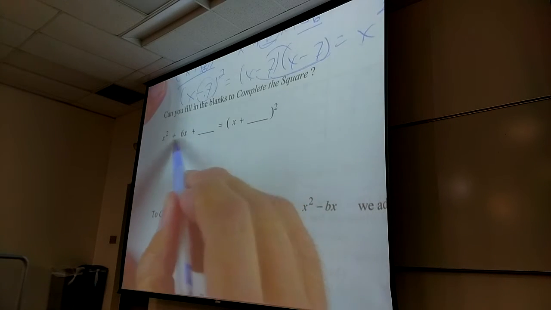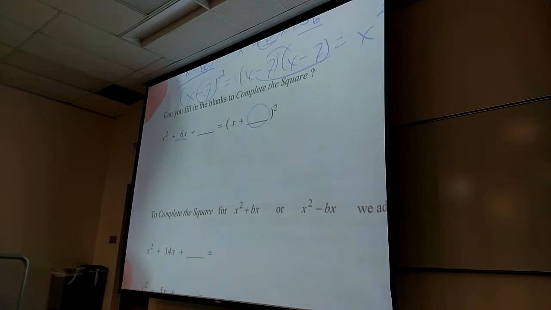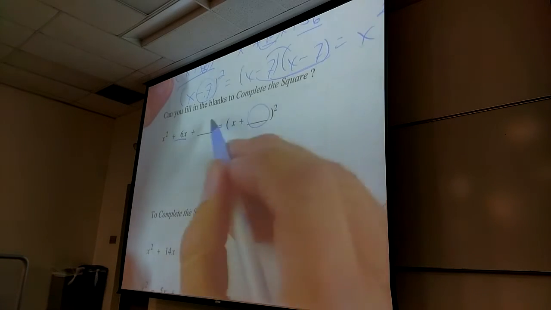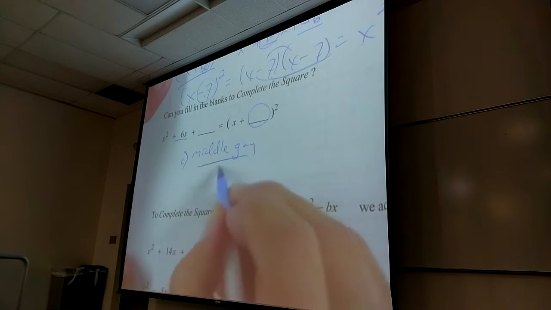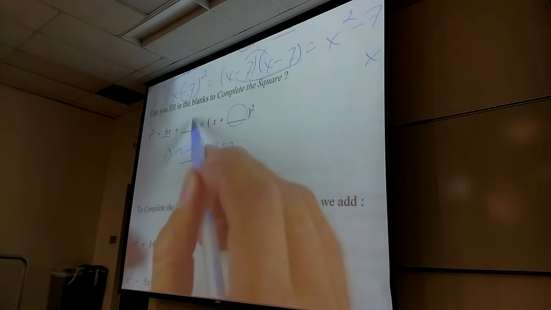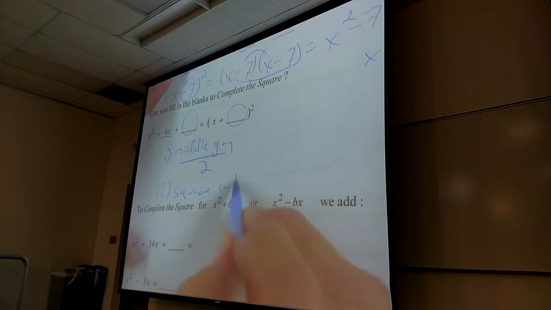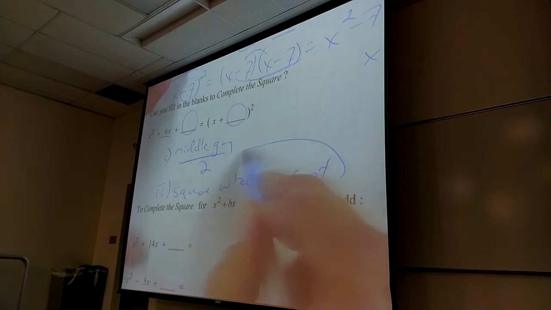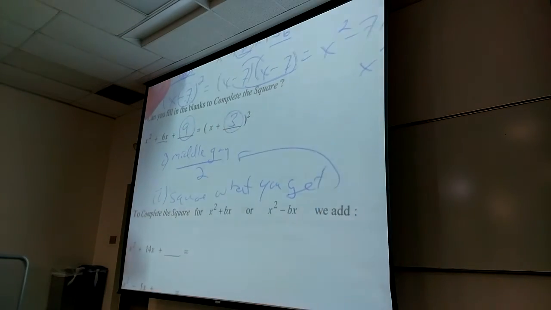So if this has a 6x, what must have been here? 3. The middle guy. So what are the steps? It looks like the steps are the middle guy divided by 2. If I take the middle guy divided by 2, it's what was here. And then what goes here? 9. Yes, square what you get from here. So this must have been a 9, and this will then be a 3.